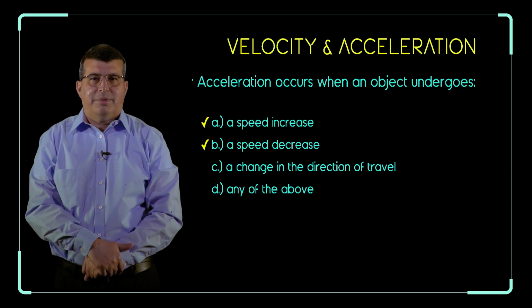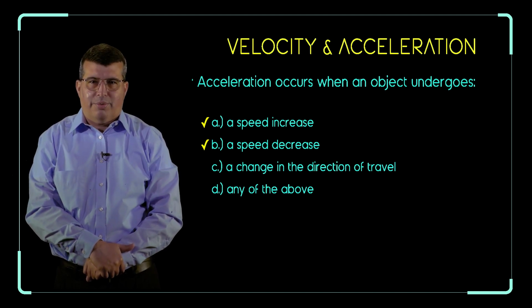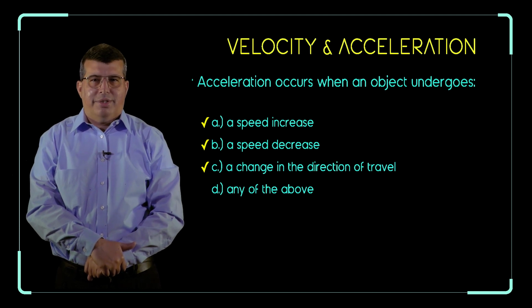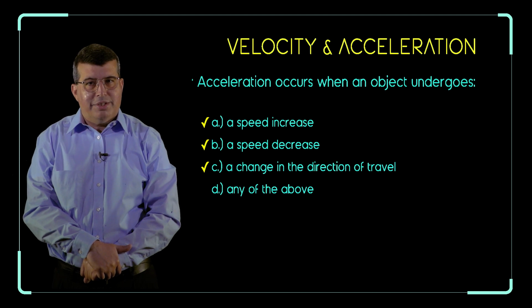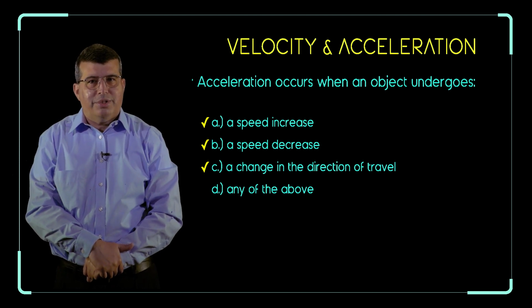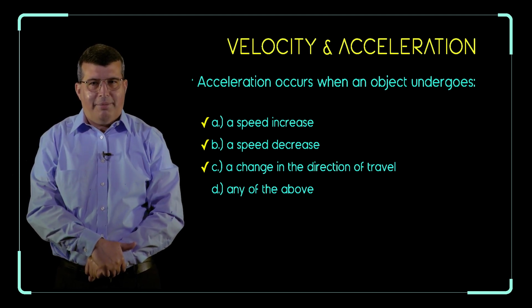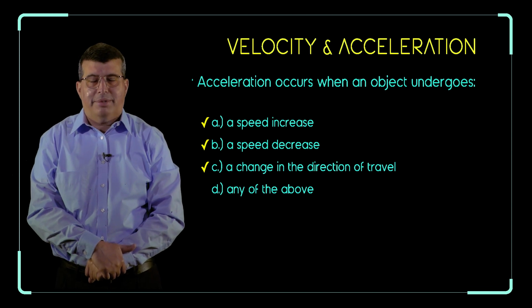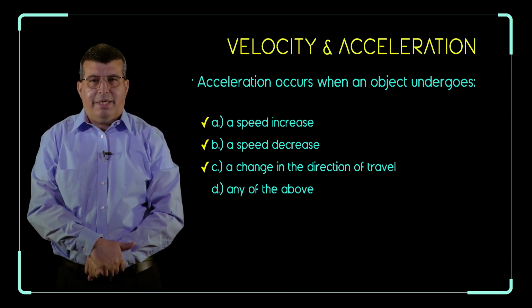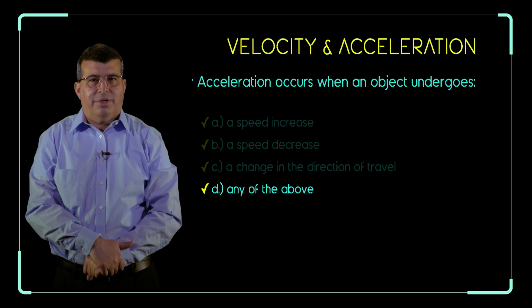Acceleration occurs when an object undergoes a change in the direction of travel. That's also correct, because acceleration is a change in velocity, which is a change in speed, or a change in direction. So acceleration occurs when all three of those happen, or any of those three happen. So the correct answer is D. Acceleration occurs when an object undergoes any of the above.